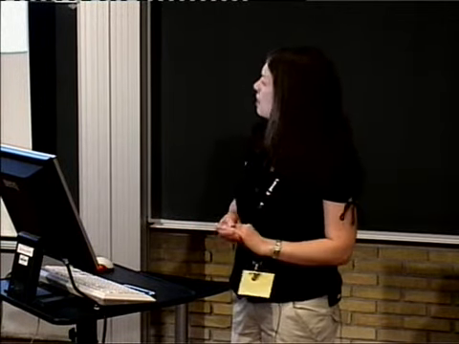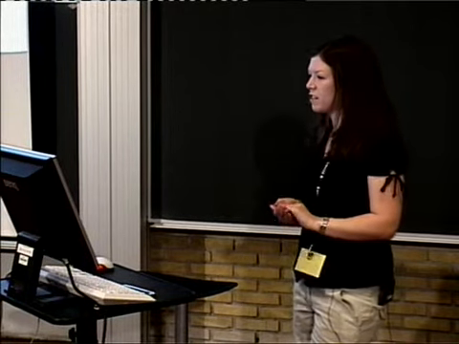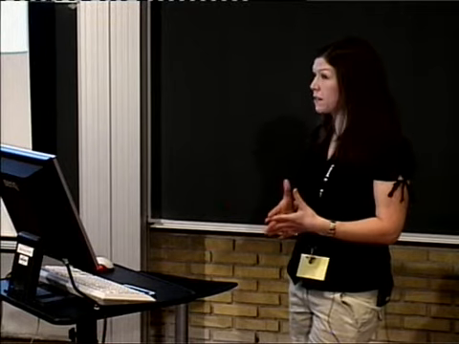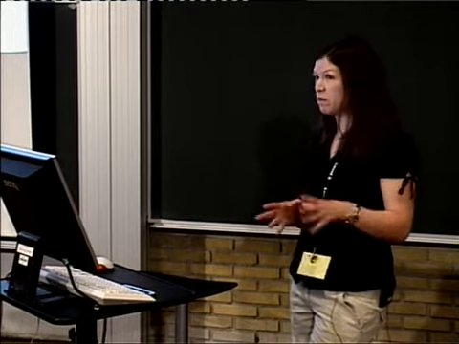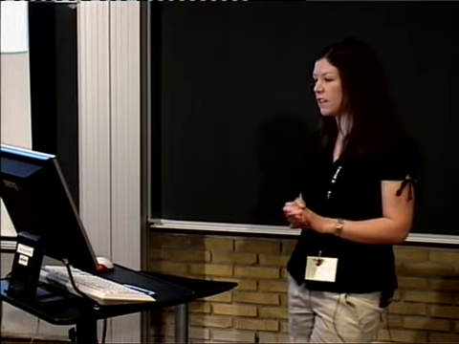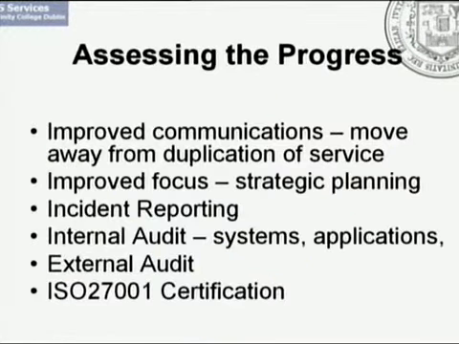So our security boundaries really became clear. We have our central services in the middle, and then our other areas with their different security ratings around the side: our autonomous networks, our student areas where we can allow students a bit more flexibility, the ability to do things. And then, of course, specialized research areas where you can leave the research projects free to do what they need to do without impacting necessarily the rest of the network. We also have specialized things like retail systems, electronic point of sale, cash registers, etc., and we can just keep them away from the main body of the network.